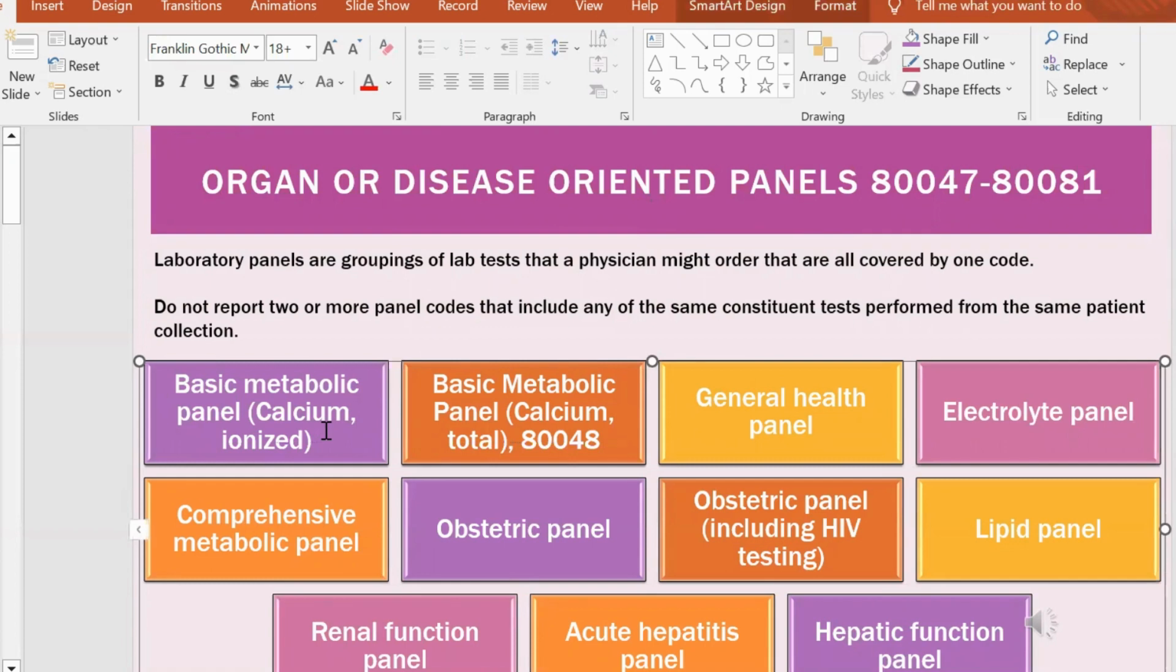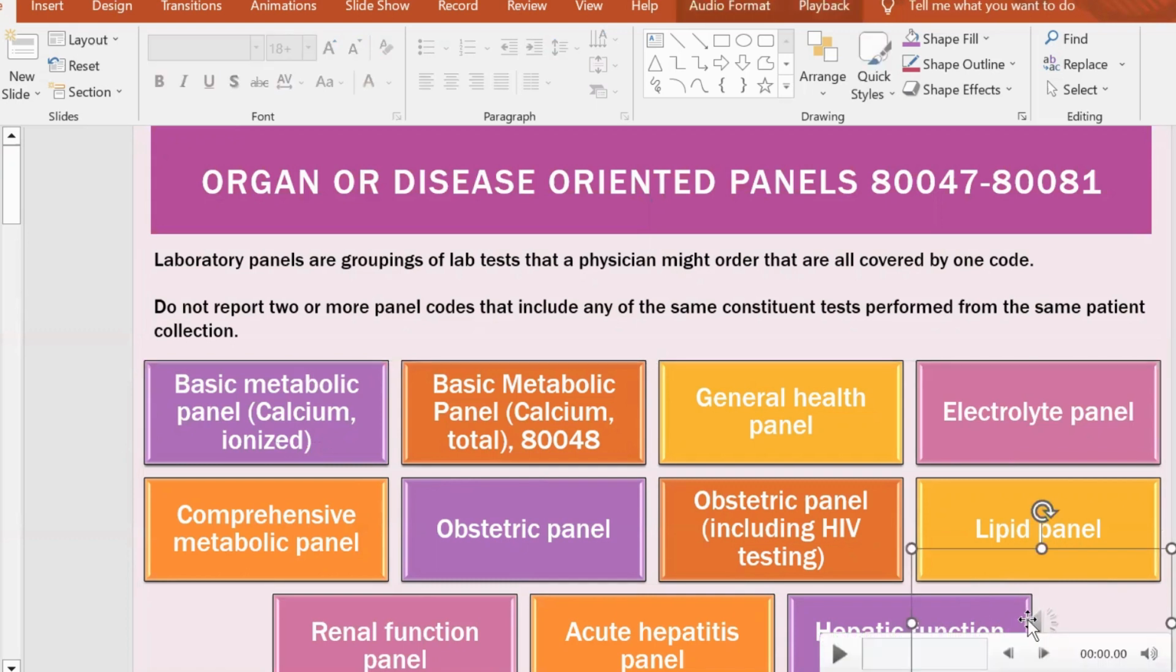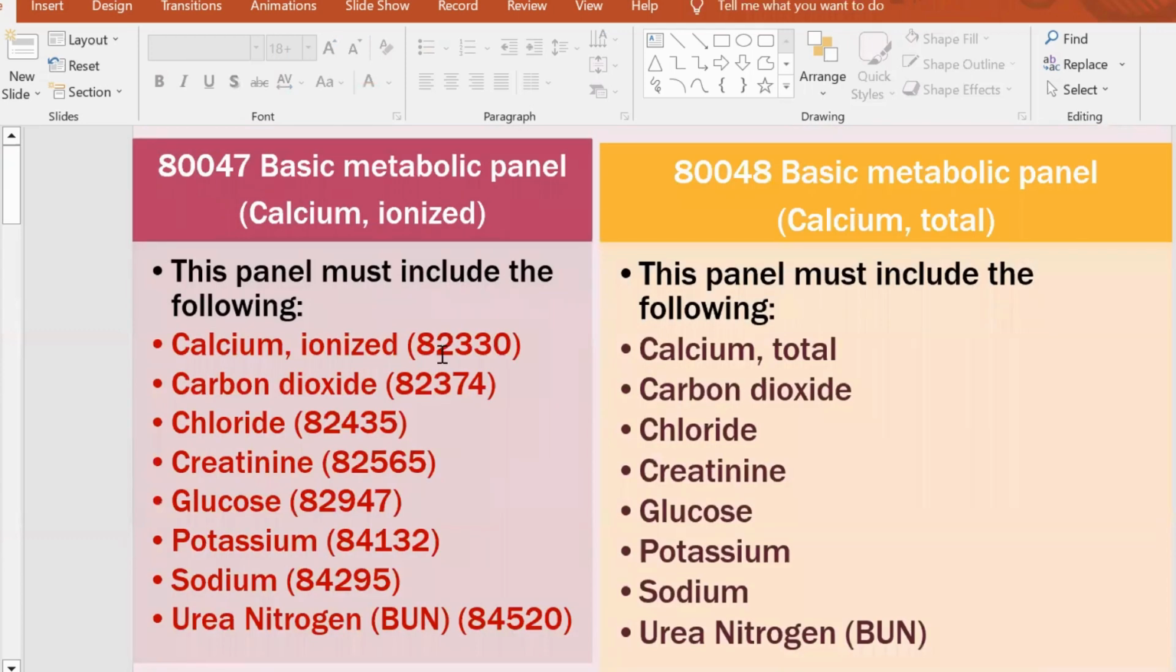So just look at these panel codes: basic metabolic panel, otherwise called calcium ionized; basic metabolic panel, calcium total; general health panel, electrolyte panel, comprehensive metabolic panel, OB panel including HIV test, lipid panel, renal function panel, acute hepatitis panel, and hepatic function panel. Now we can see them separately.